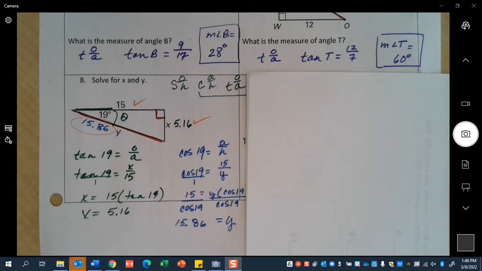So when I go to solve here, I'm solving my proportion, cosine 19 times y is equal to 15, dividing each side and getting that value.